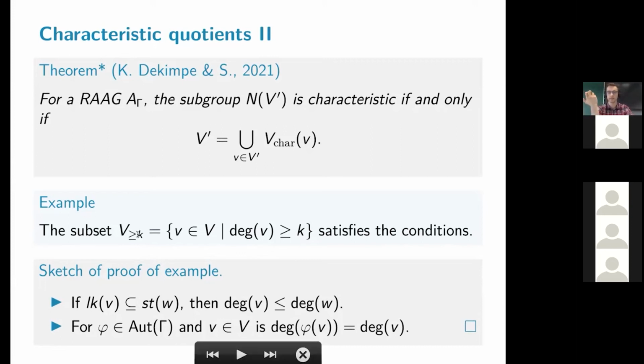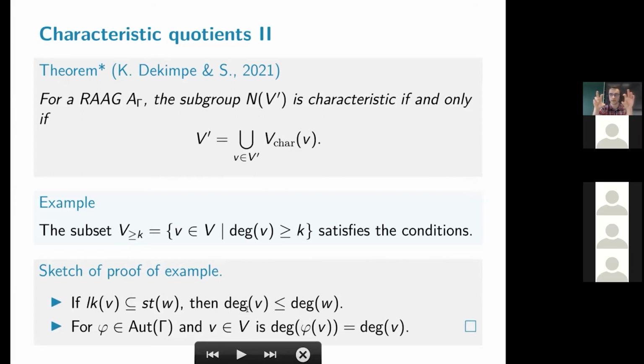So for instance, which subsets give rise to a characteristic subgroup? The subset, for instance, consisting of all vertices whose degree, so number of neighbors, is at least a given number k. Now, why will this be closed under this operation? Well, let me just give the idea. If you take two vertices v and w such that this relation holds, then the degree of w must be at least the degree of v.